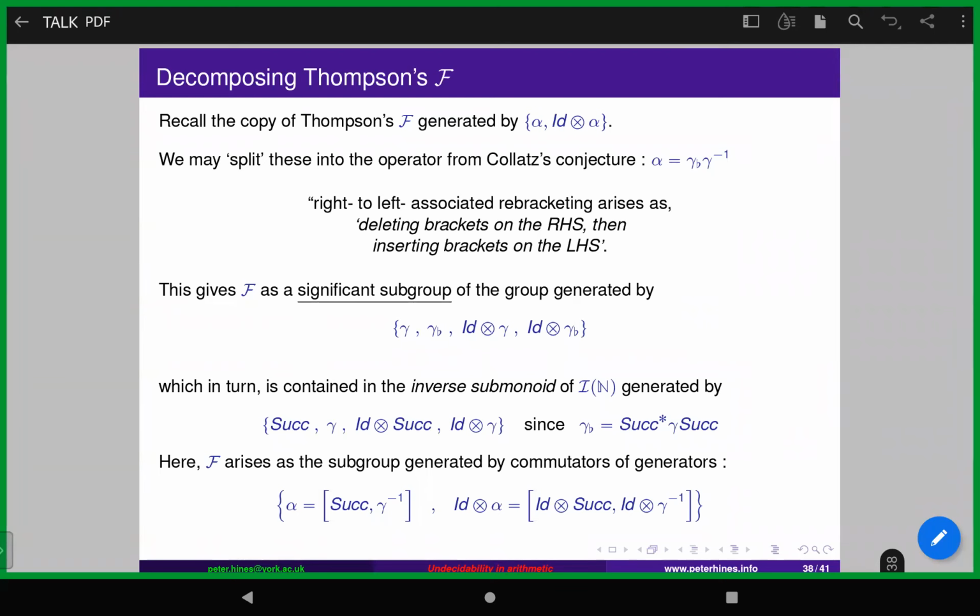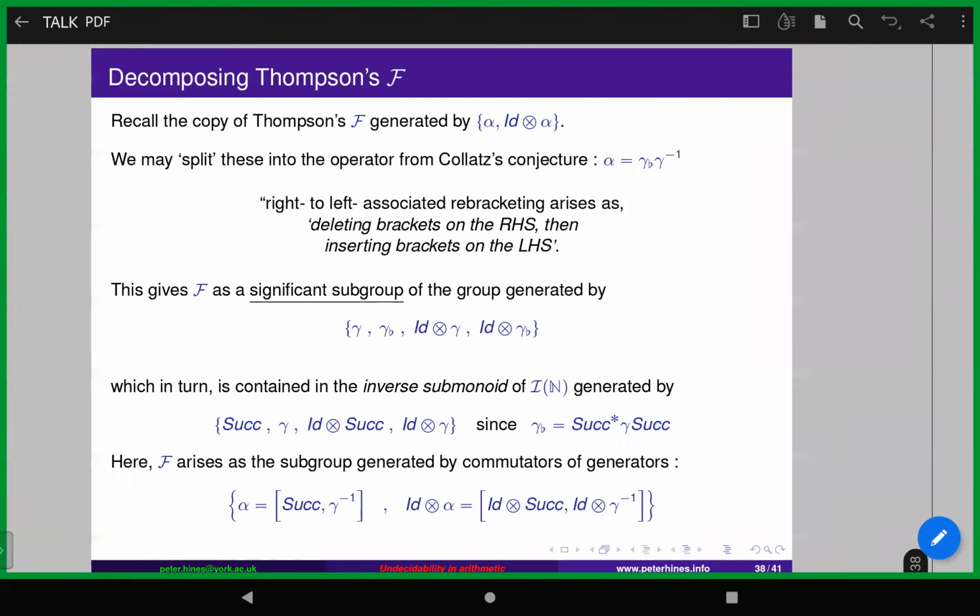And here we see that Thompson's group F arises as a subgroup of an inverse monoid. So it's a subgroup generated by commutators of generators, the ones where we have the global inverse. When the inverse is globally defined, the commutators of the generators give us a copy of Richard Thompson's group F.